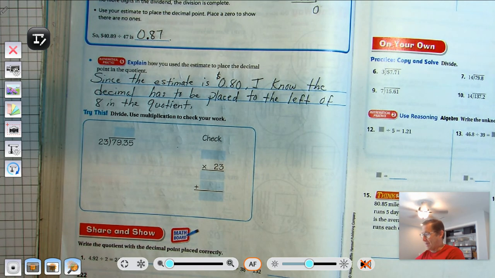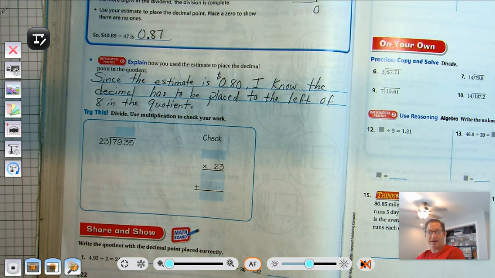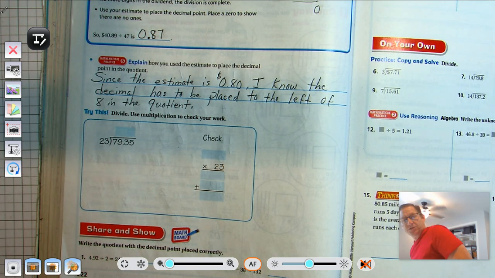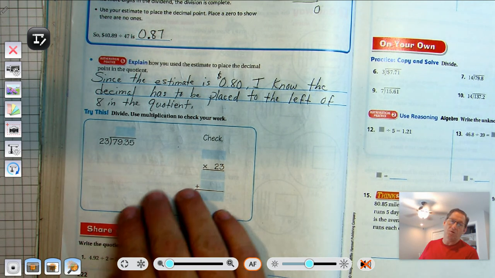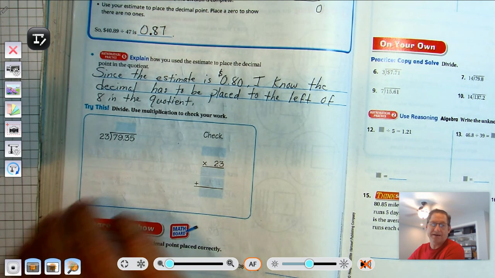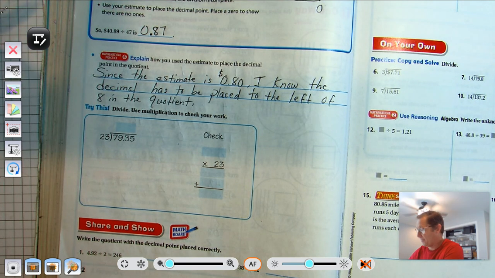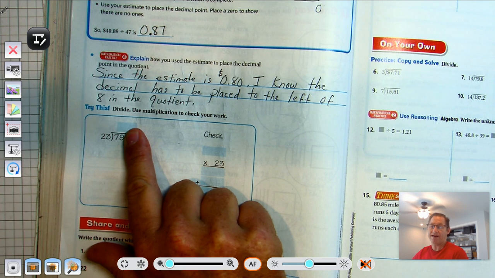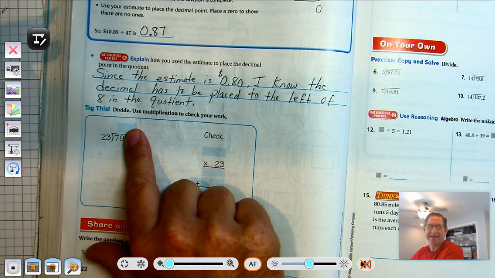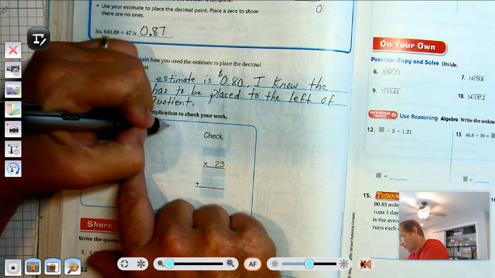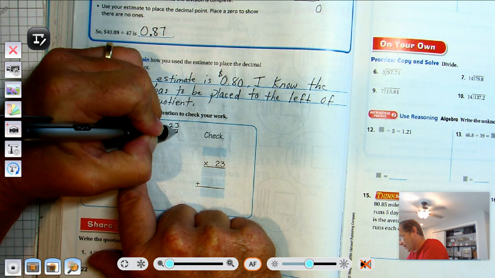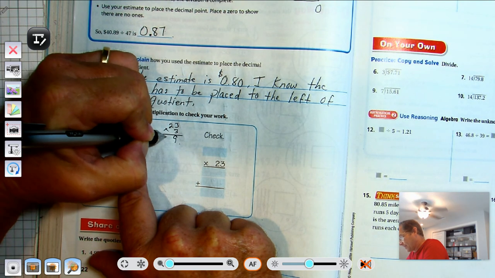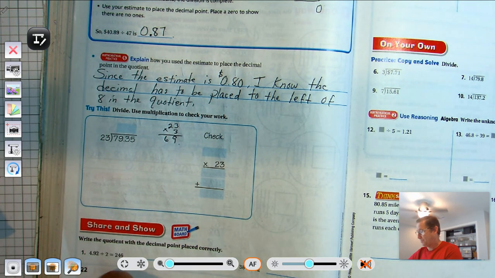All right, let's try this problem. So we have 79 and 35 hundredths, and we're going to divide by 23. Now we're going to just think of this as whole numbers. So basically 7,935 divided by 23. Well, can we take any 23s from 79? Well, 4 times 20 is 80, so it can't be 4. But maybe 3 will work. Let's try 3. 23 times 3. That's 69. So that'll work.